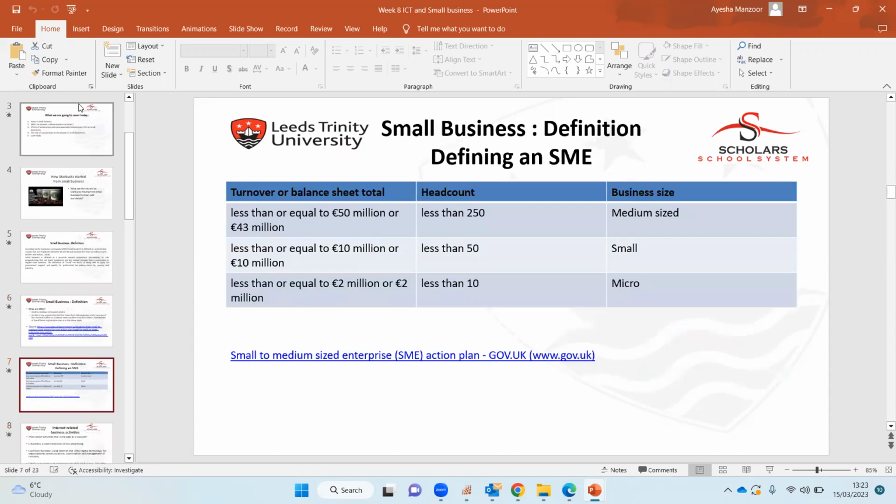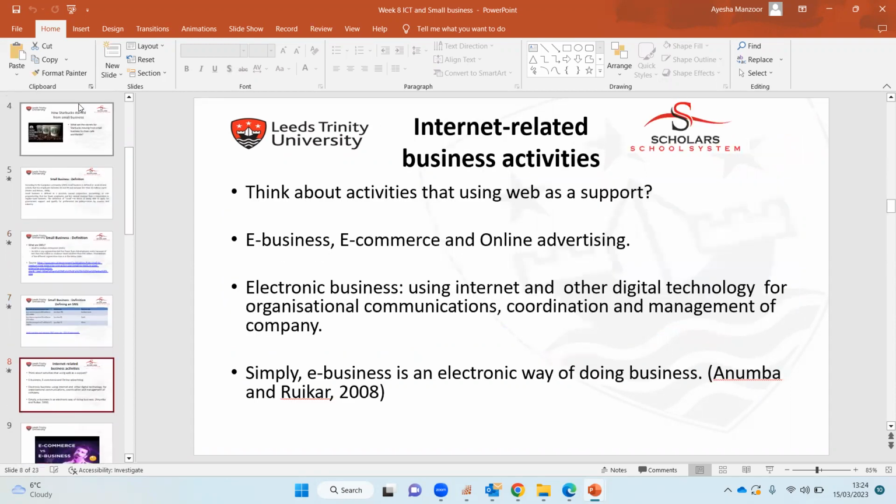And we discussed turnover or balance sheet, total headcount and business size, like what the business size could be, how many employees could work there, and what their total revenue could be. So this information has been given as an example to the students.